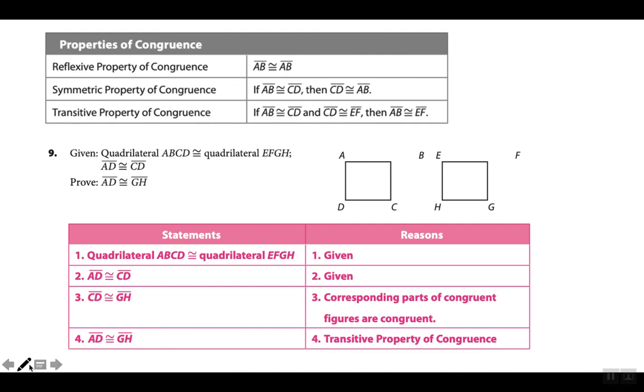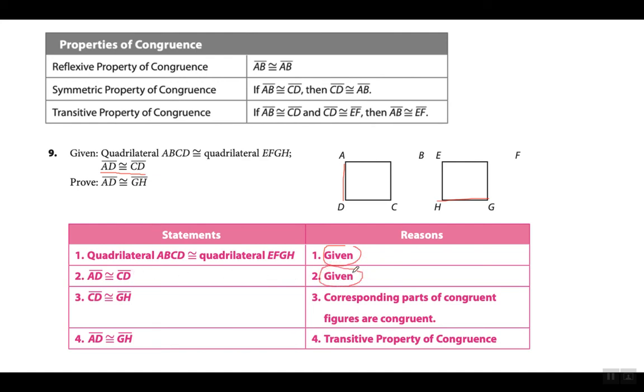Here's one more proof where they're telling you quadrilateral ABCD. And by the way, I don't know why this is how it came out in the book. That B is really far away from where it should be, and that F should be over here. But anyways, quadrilateral ABCD is congruent to quadrilateral EFGH. And they want you to prove that segment AD is congruent to segment GH, which is down here. Okay, so first of all, you write the given information that the two quadrilaterals are congruent, and they also gave us here that segment AD is congruent to segment CD. So those are the two pieces of given information.